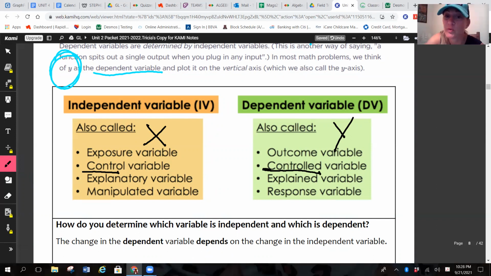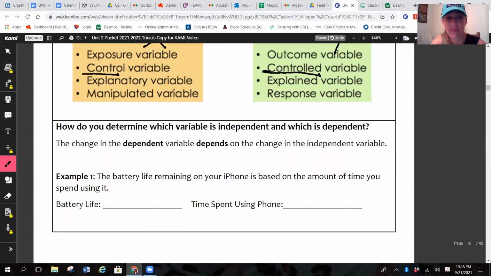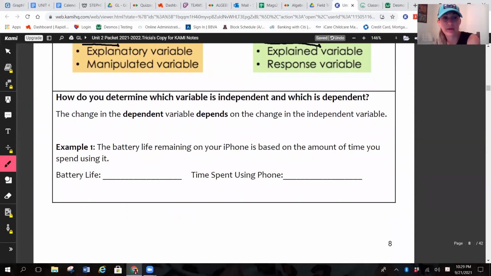Guys, we really will just stick to the word dependent and the word independent. Do not stress about these other words. This is just an explanation, if you will. Okay, how do you determine which variable is independent and which is dependent? Good question. The change in the dependent variable depends on the change in the independent variable.